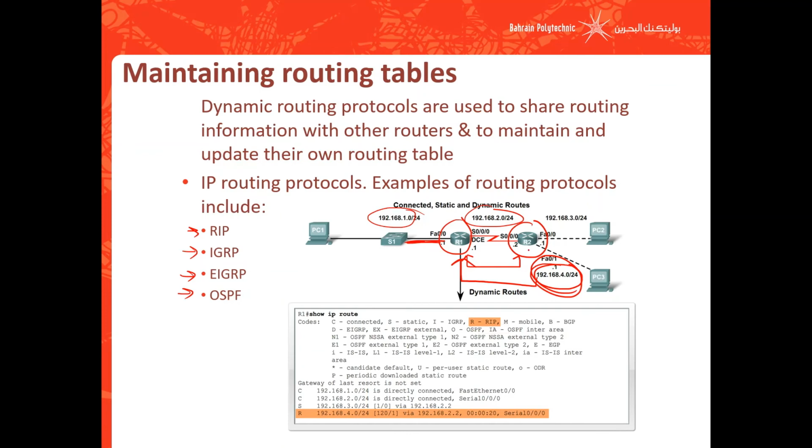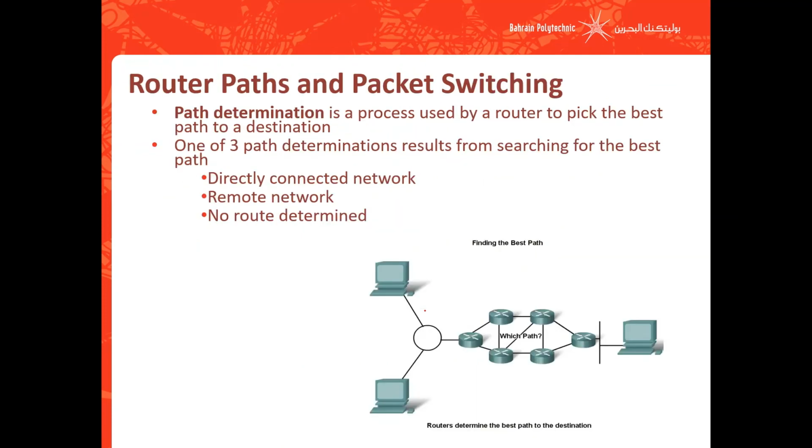Similarly, on the other end, if router 2 doesn't know about this particular network, then by sharing the routing table, it will see that router 1 knows about this address, so it will add it to its routing table. This is again dynamic routing protocols. There are separate chapters on all of this, so don't worry if this doesn't make sense to you right away. Now, router paths and packet switching.